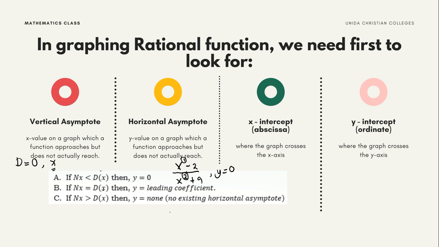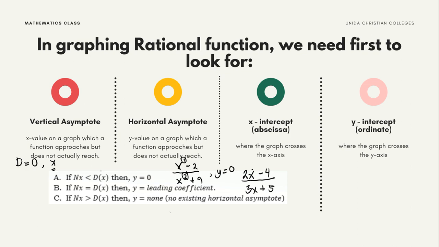Okay, letter B. If the degree of your numerator is equal to the degree of your denominator, then y will be equal to the leading coefficient. Okay, for example, let's have 2x minus 4 over 3x plus 5.